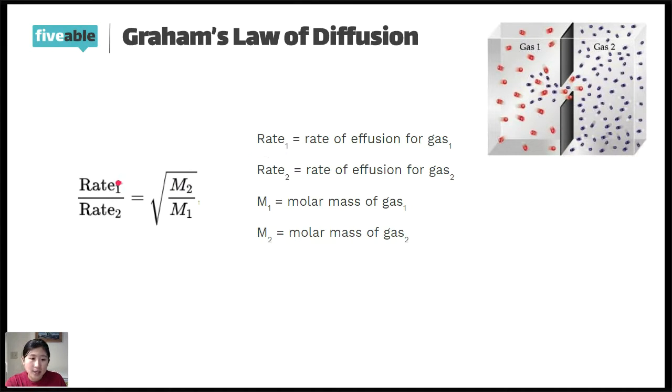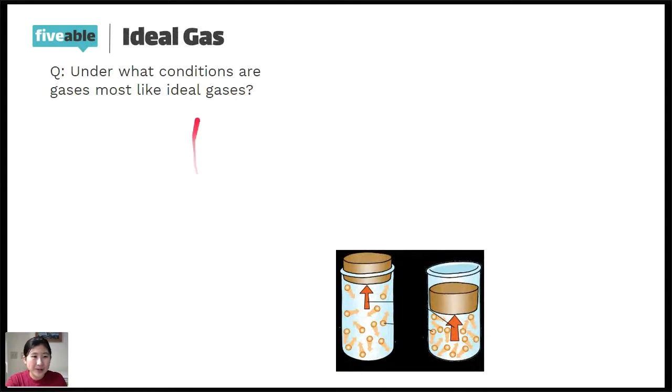So the rate of effusion for gas 1 over the rate of gas 2 is equal to the molar mass of gas 2 over the molar mass of gas 1, the square root of that. Forgot to mention that. All right, so now we're going to talk about the ideal gas.